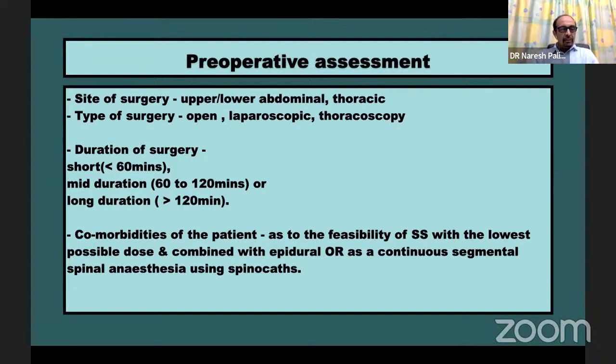Whether it is a short duration, mid duration, or a long duration surgery. Comorbidities of the patient, as to the feasibility of segmental spinal.